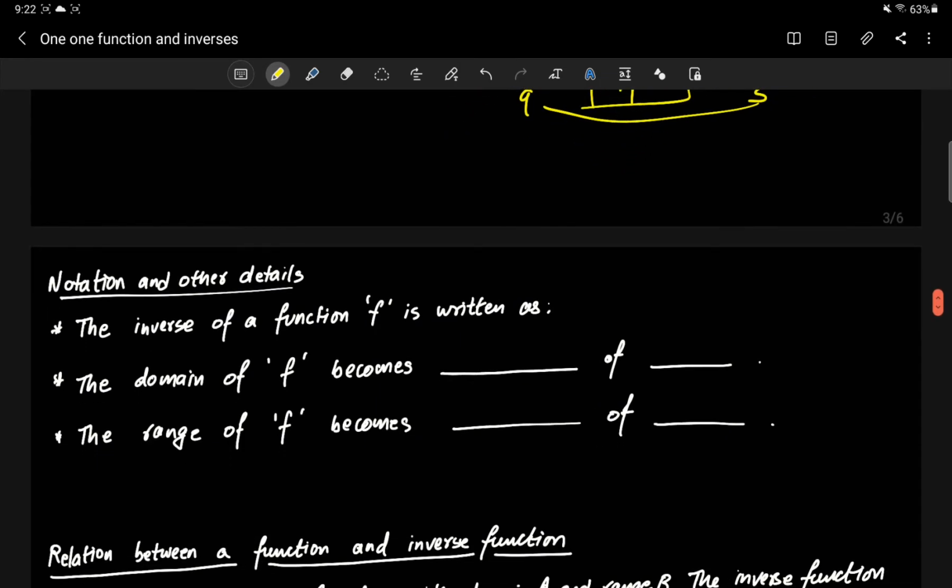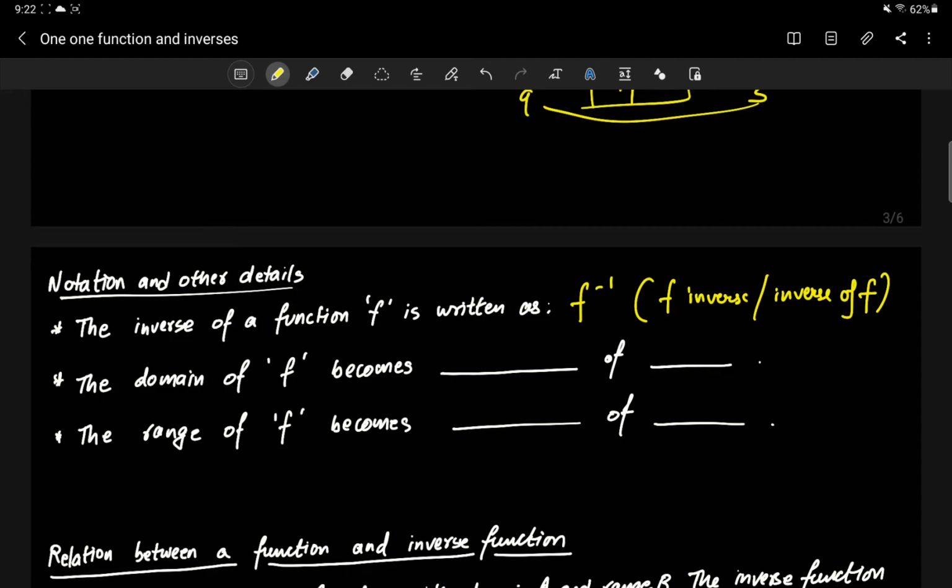Alright, the inverse of a function f is written as f inverse, and we read this as f inverse or inverse of f. Now naturally, because we are switching x and y, what does x represent? X represents the input and y represents the output, which means that by switching them, we are also naturally switching the domains and the ranges.